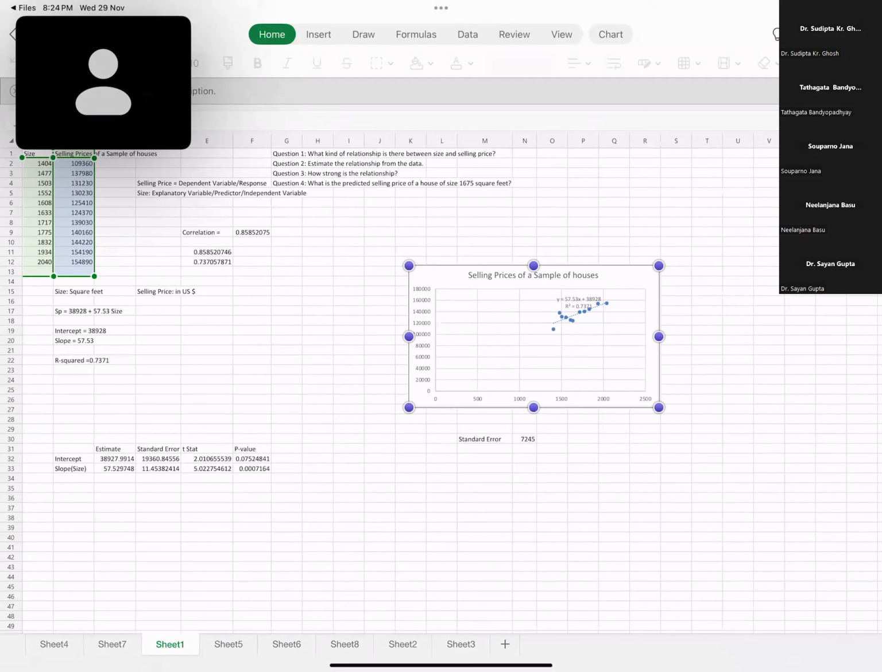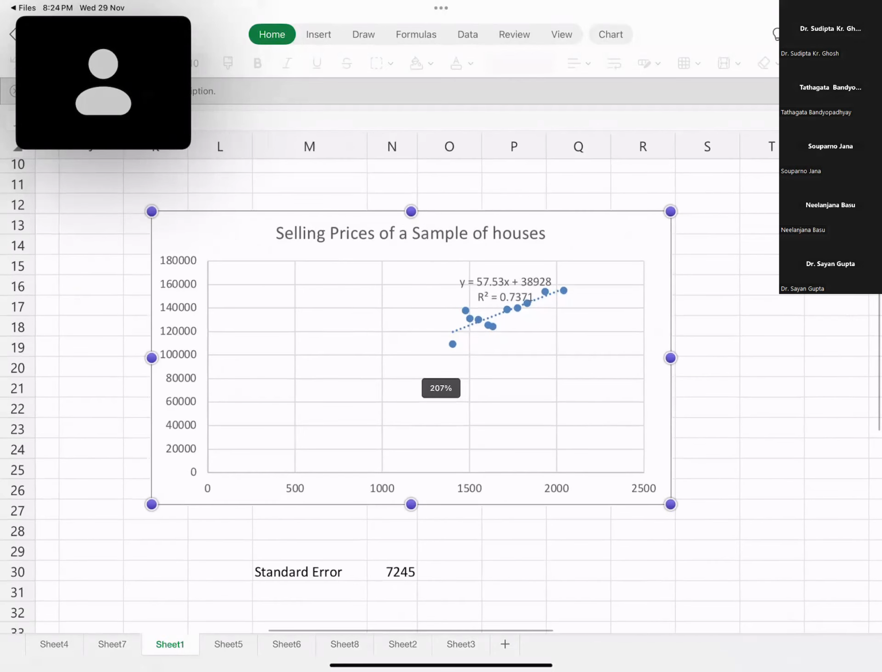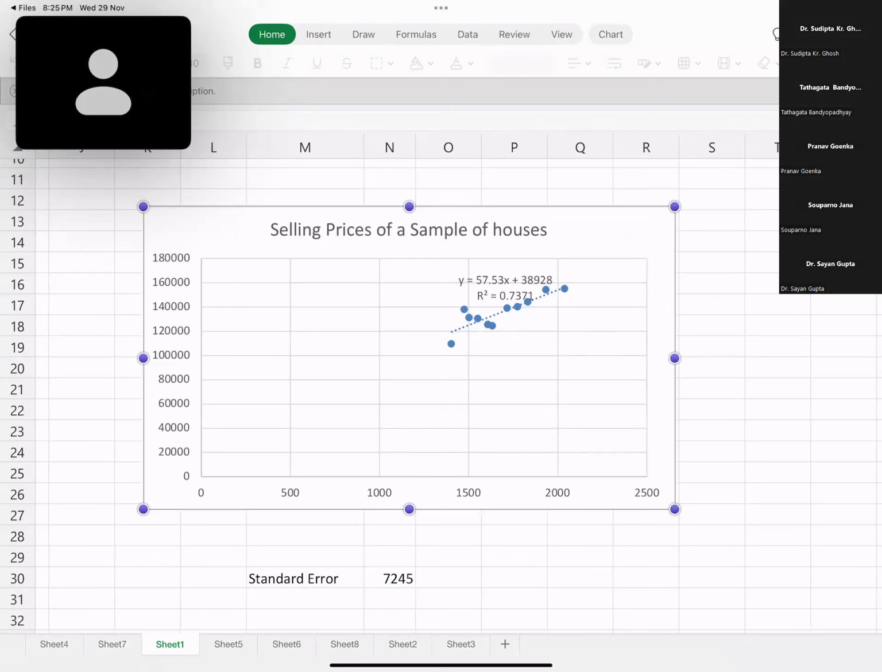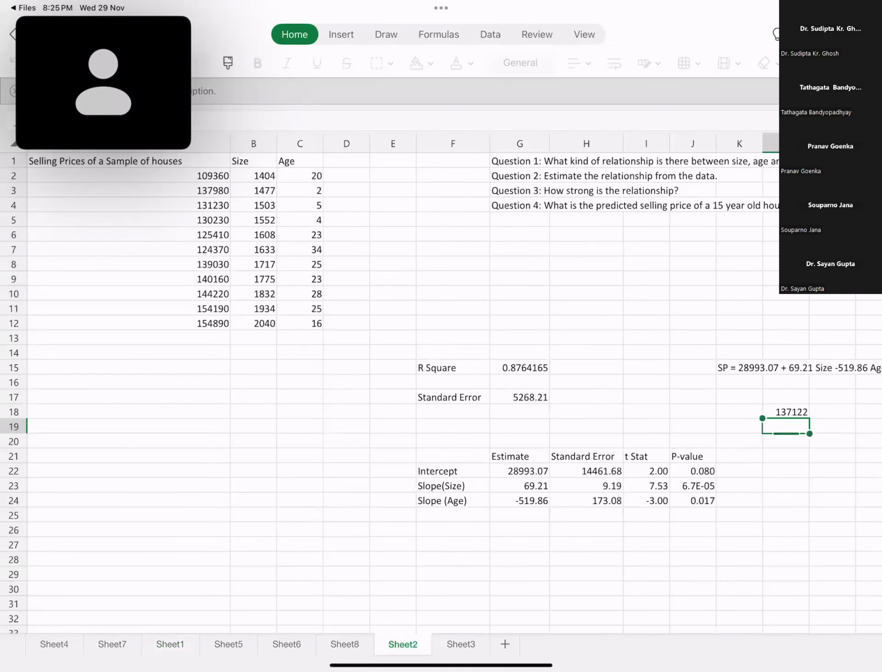I think that we discussed all these questions. Now the fourth question: what is the predicted selling price of a house of size 1675 square feet? What would be the predicted selling price? So we will just put the value of x and we will get the answer. Exactly, that's right. In this equation, put the value of x and you will get y. That is the predicted value. Is it okay? Yes, sir. Okay.